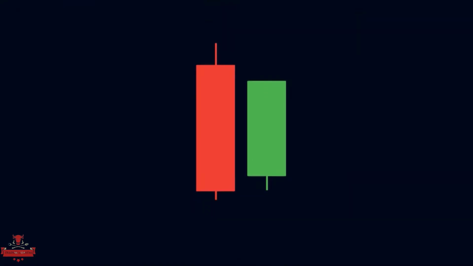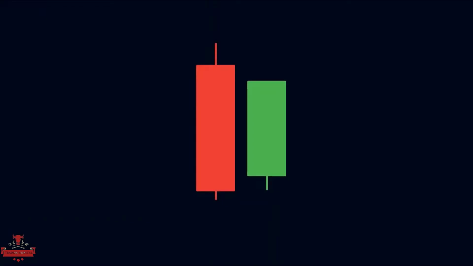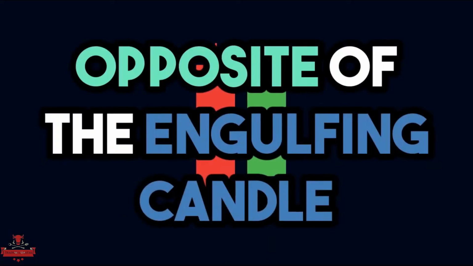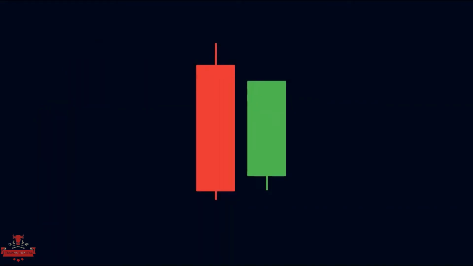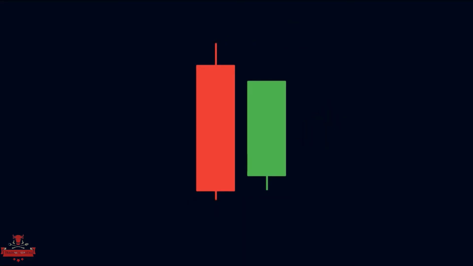The second candlestick pattern is the inside bar pattern. Now, the inside bar candles are the complete opposite of the engulfing candle. The inside bar is also a 2-candle pattern. In the inside bar pattern, we see that the second candle is a small candle that is completely within the high and the low of the previous candle. In other words, the second candle is inside the range of the previous candle.